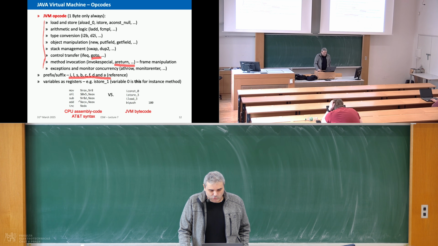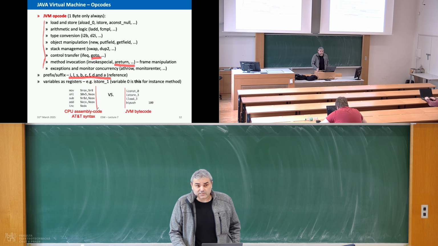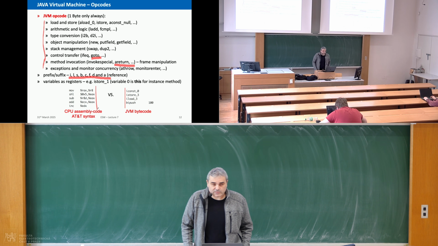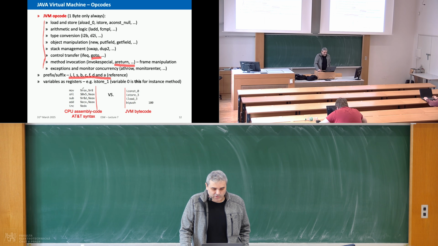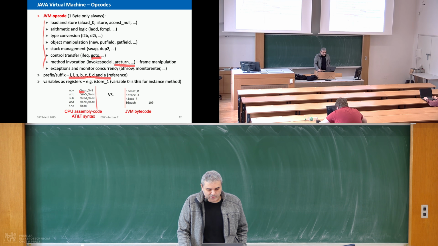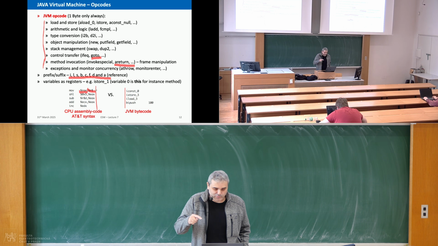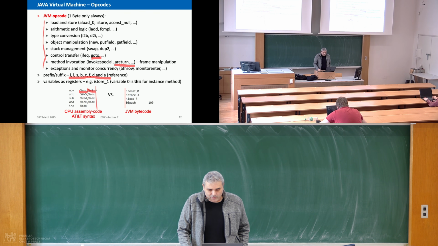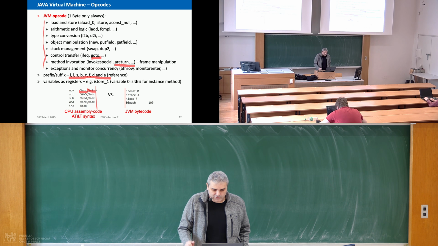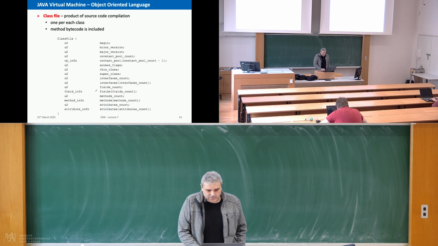So here you have some comparison of how the bytecode in the readable form looks on this right side, compared to the assembly syntax. In this case, it's AT&T syntax. So for example, this movement is from the RAX register into the R8 register, from left, from the first argument to the second, because there is also Intel syntax, that's vice versa. So now let's look at the details.